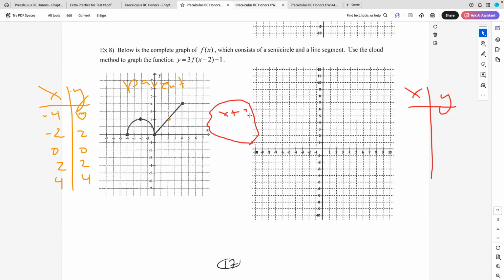Not pitching a perfect game, guys. Sorry, my apologies. Yes, you guys are paying attention. -2, 0, 2, 4, 6. 3y minus 1. So multiply by 3, subtract 1. Multiply by 3, subtract 1. Multiply by 3, subtract 1.